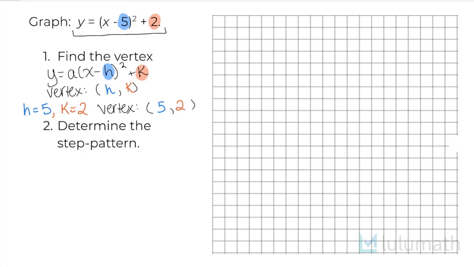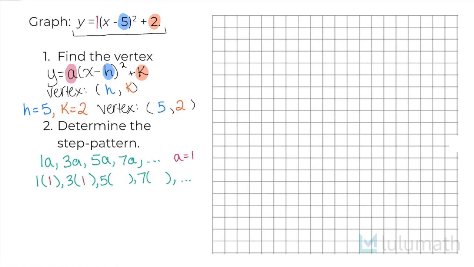Okay, the next thing we need to do is to determine the step pattern. Now, just a reminder that the step pattern is always 1a, 3a, 5a, 7a, so on and so forth, and we'll just put whatever we can fit. And the a value is this number that's in front of the brackets or in front of the x, the input. And looking here, we don't have a number in front, so there's an invisible 1. So that means that a will be equal to 1. Making our step pattern 1 times 1, 3 times 1, 5 times 1, 7 times 1, so on and so forth. So that means that our step pattern will be 1, 3, 5, 7, so on and so forth.